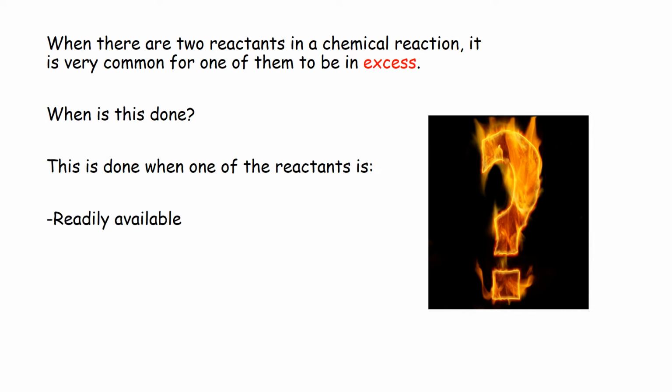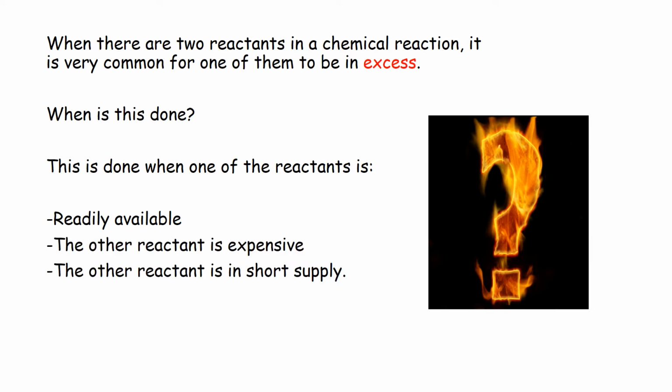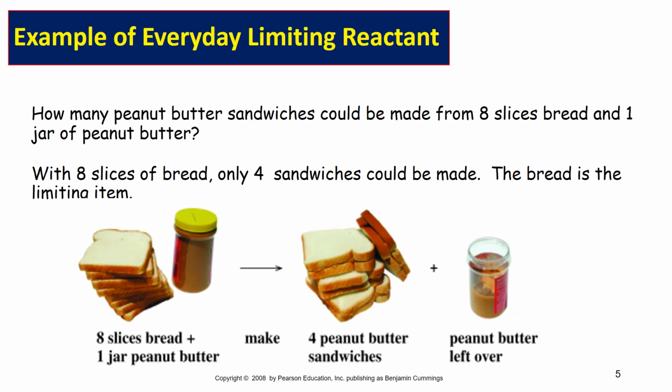It could be that it is readily available, so think oxygen in the air when we're combusting things. It could be that one of the reactants is really expensive or in short supply. And this is going to make sure that if we have something in excess, the other reactant is fully utilised, all of it is used up.